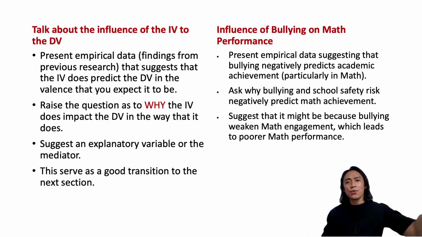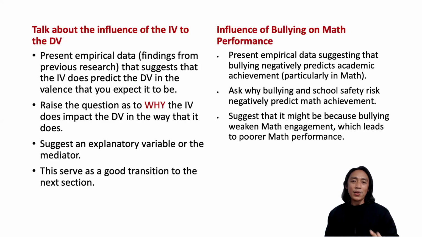And so as soon as you raise this why question, you also have to suggest a possible answer. And that will be your opportune time to suggest a possible mediator. So suggest an explanatory variable or a mediator. So in the example, suggest that it might be because bullying weakens math engagement, which is the proposed mediator, which leads to poorer math performance.